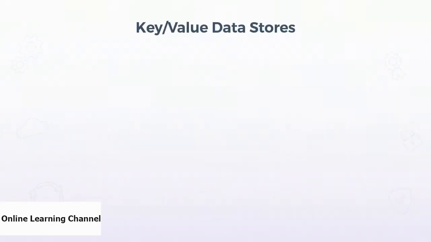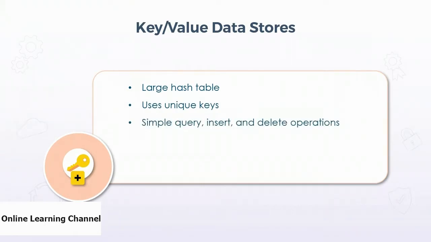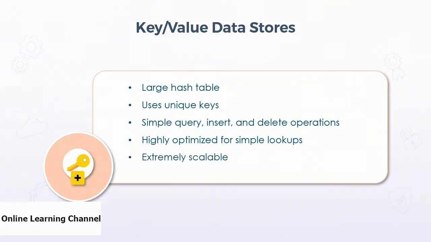A key value data store has records managed by a large hash table. Each record is identified in the hash table by a unique key. This single key allows for simple query, insert, and delete operations. Key value data stores are highly optimized for simple lookups because unlike relational record stores that might have many keys, this store type has only one. This simplicity makes it extremely scalable, as complex relationships don't have to be managed between records. Azure Table Storage is a good example of a key value data store.